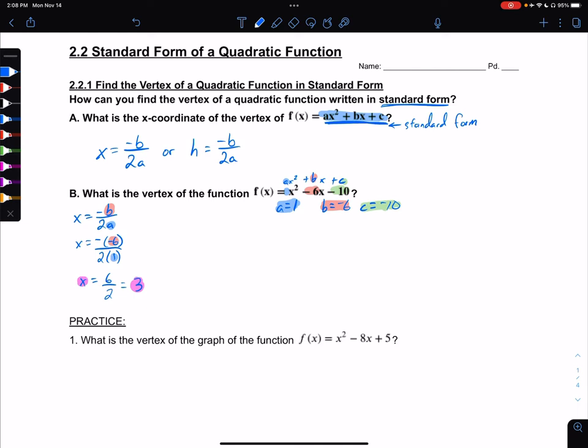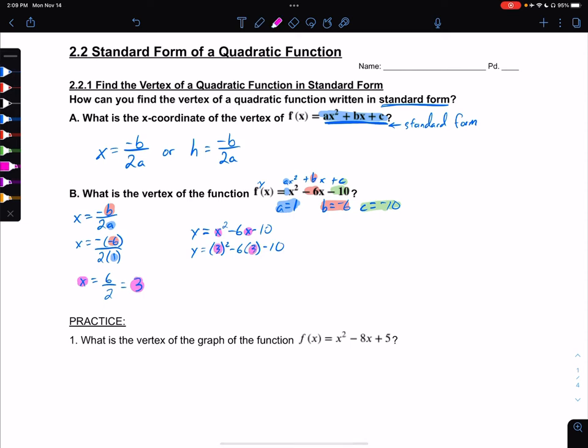Now, for a vertex, we do need x and y. So what we can do is, remember that f of x is the equivalent of y. They're kind of interchangeable. So we're going to go back to our original equation, but this time we're going to say y equals x squared minus 6x minus 10. And we are going to replace our x value because we now know what x is. X is equal to 3. So y equals 3 squared minus 6 times 3 minus 10.